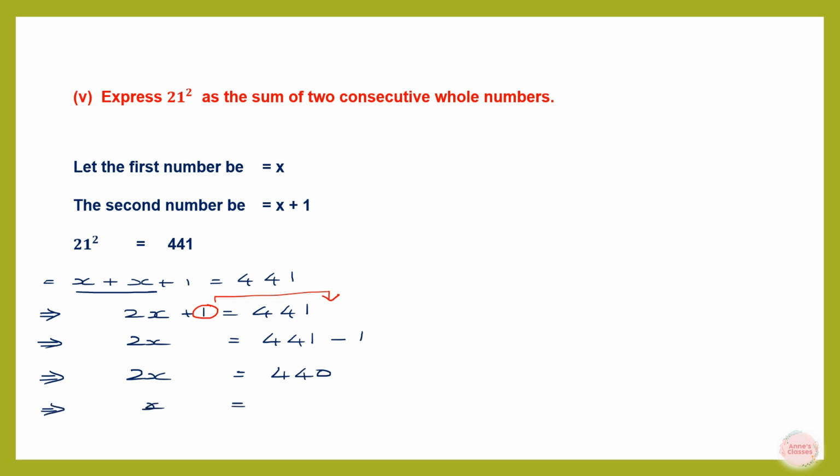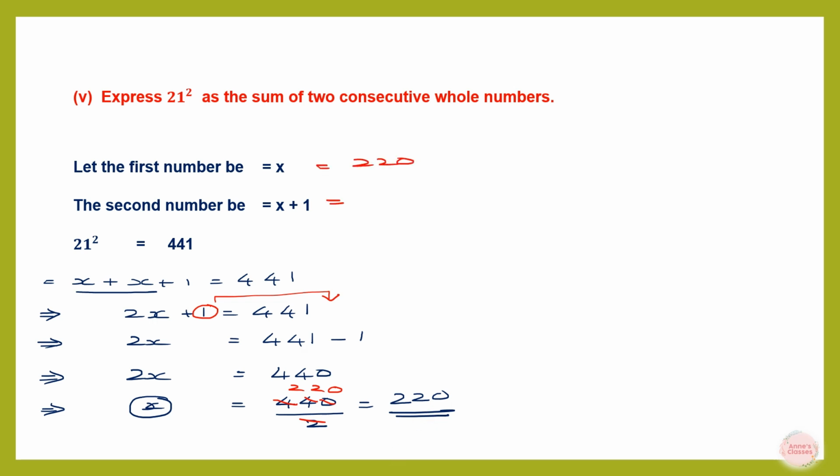x is equal to 440 divided by 2. Now 2 2s are 4, 2 2s are 4, 2 zeros are 0. So we have found the value of x to be 220. So x is 220. That means, look at this. We said let the first number be x, and we found out x to be 220.